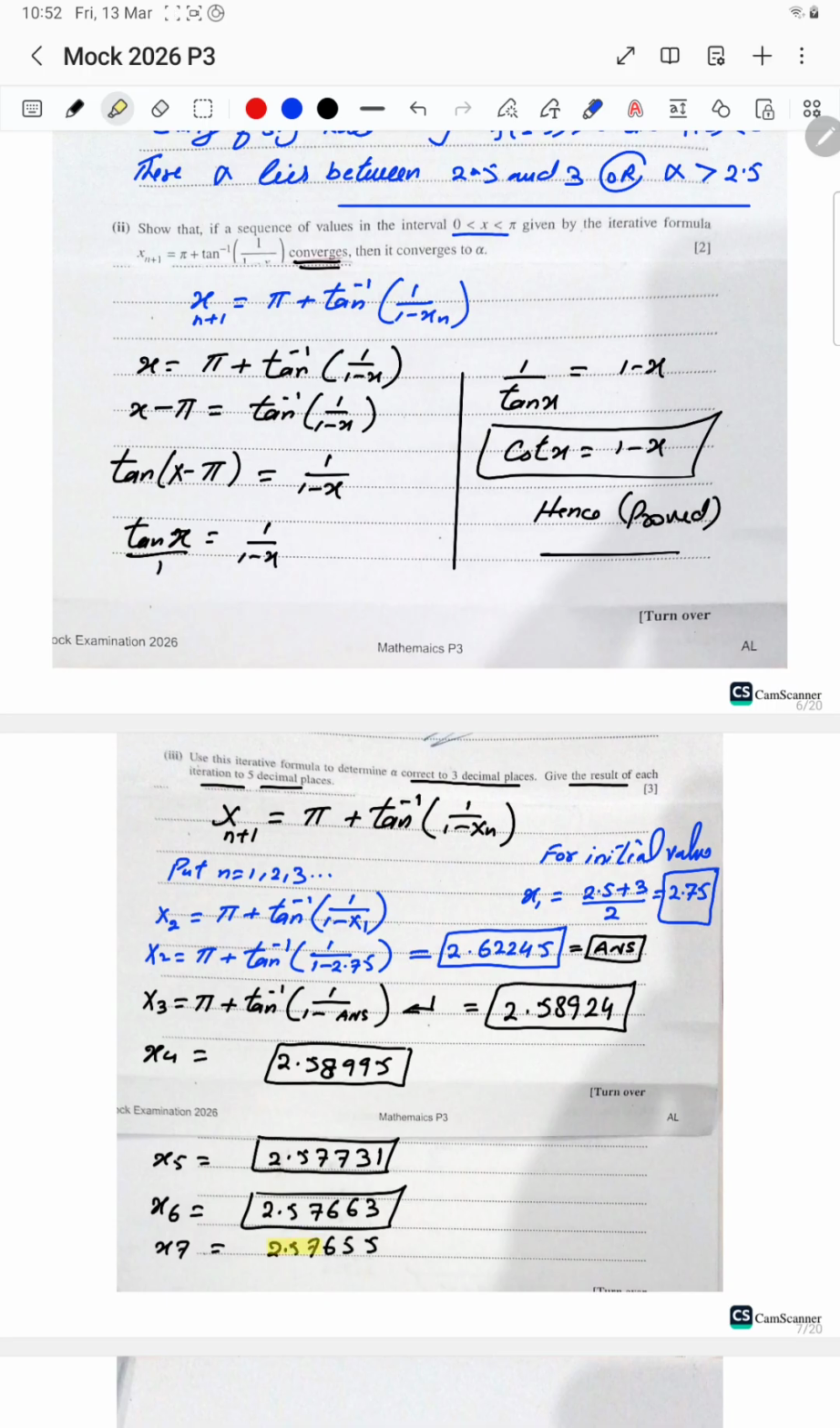Yes, I'm going to highlight it. At 3 decimal places it is 2.576. Let's do another iteration. Again press equal and x8 will be 2.57633. So up to 3 decimal places you can see the result is repeating itself. So stop here.